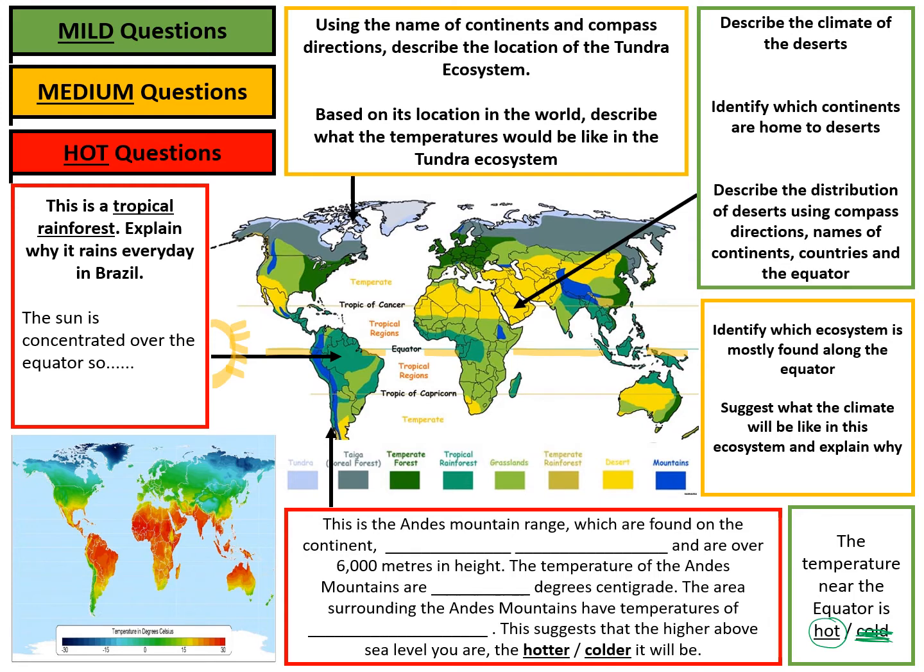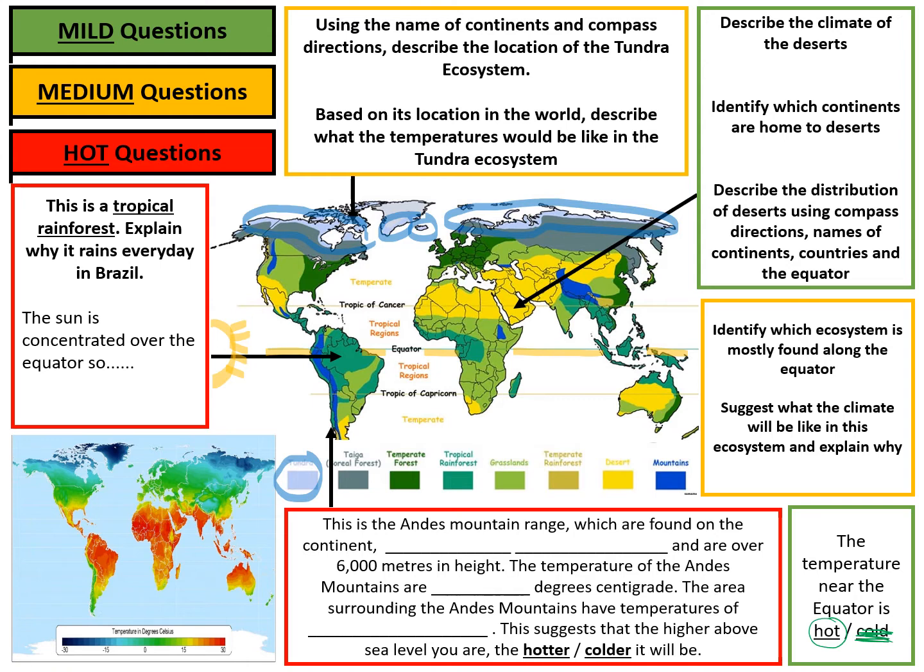The next one then, using the names of continents and compass directions, describe the location of the tundra. Now, to work out where the tundra is, we need to make reference to the key. And the tundra is this light blue colour, which we can see all the way along in Canada here. We've got it in Greenland, in Iceland, and then also in Europe and in Russia. Okay, so you're describing the location of the tundra using your compass points.